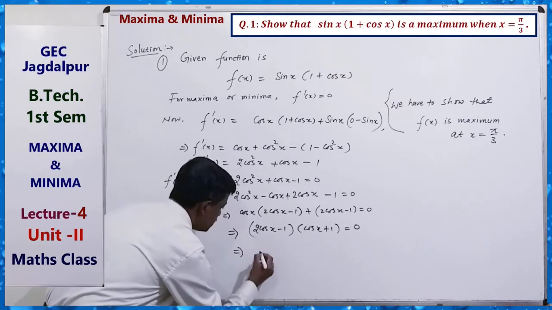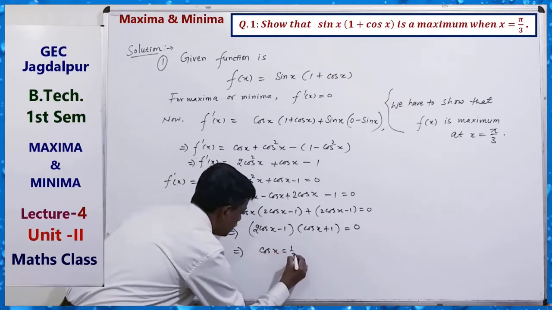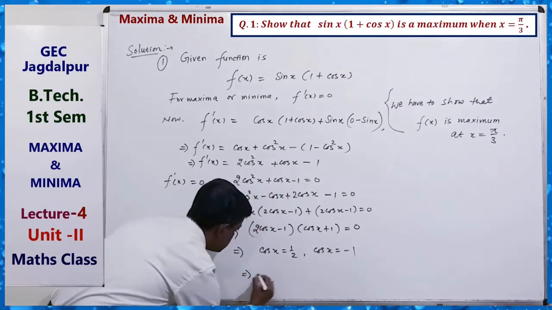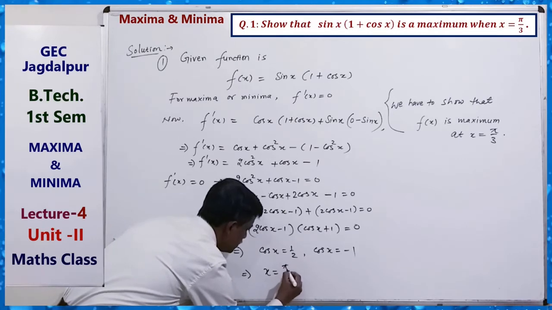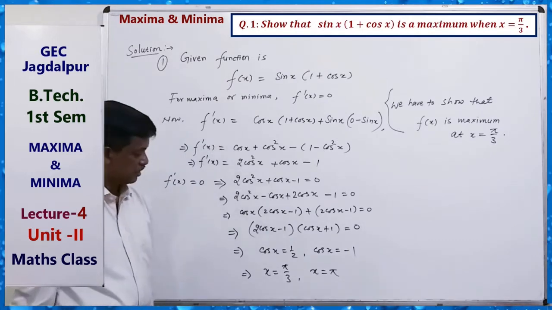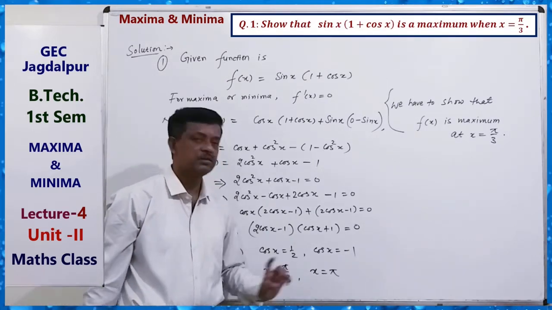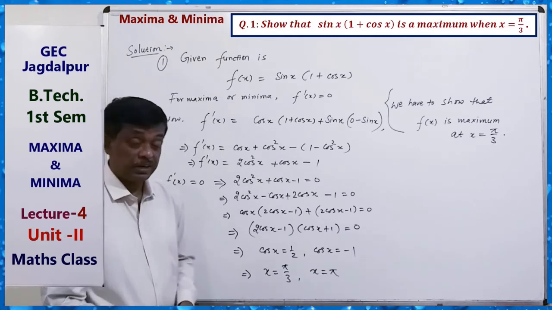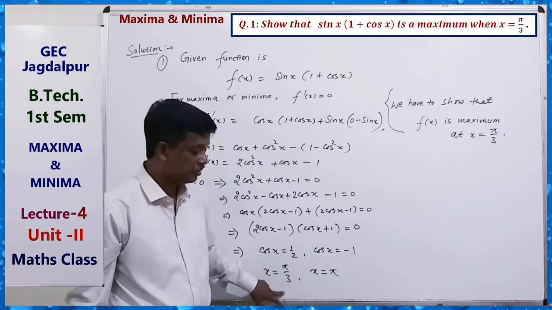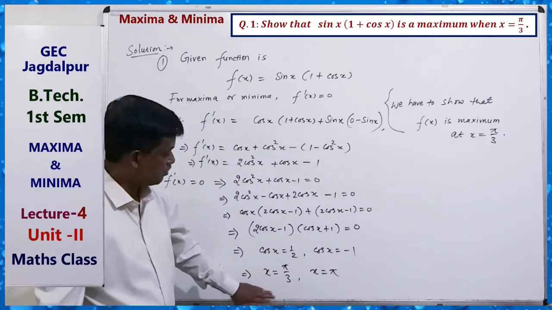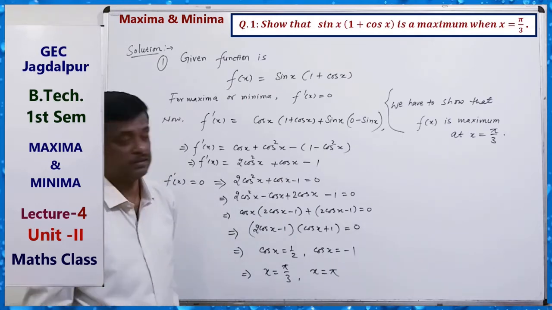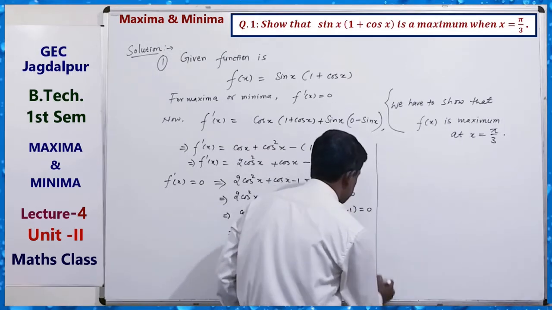So cos x equals half and cos x equals minus 1. Cos x equals half means x equals 60 degrees, pi by 3, and x equals pi, since cos pi is minus 1. So we get 2 points, pi by 3 and pi. These are the stationary points, where the first derivative is 0. For deciding whether the function is maximum at this point, we have to find the second derivative.